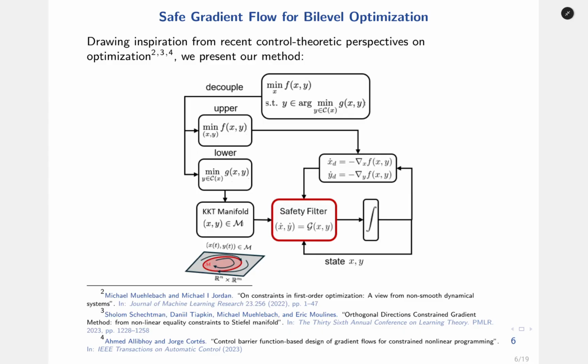We do this by designing what we call a safety filter. The filter is formulated as a convex quadratic program, and its role is to minimally adjust the gradient flow dynamics so that the trajectory always respects the optimality condition of the lower level problem. I will explain the design of this safety filter in detail in the next slides.